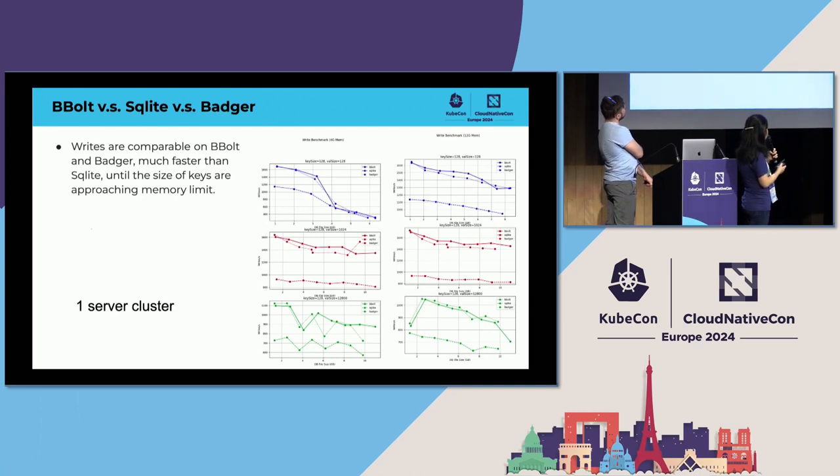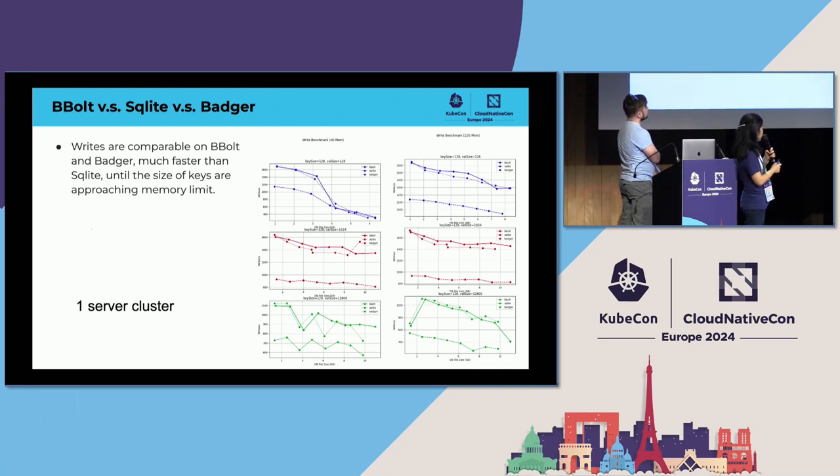And we also run the benchmark for different key value size ratios. So the first one is like the key and value sizes are comparable, and the second one is key size is 1/10 of the value size, and the last one is like you have a very small key size and then very big value size. So the first slide is about the write benchmark.